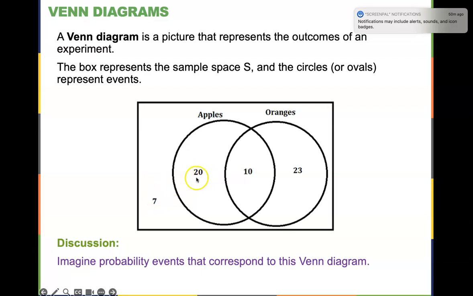The 20 here could be the 20 people who liked apples but not oranges. This 23 could represent the people who liked oranges but not apples. And then the 10 here in the middle could be the people who liked apples and oranges.